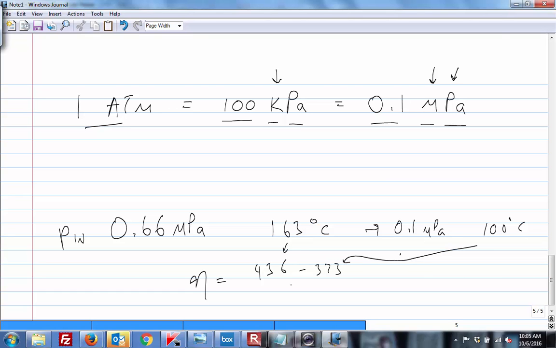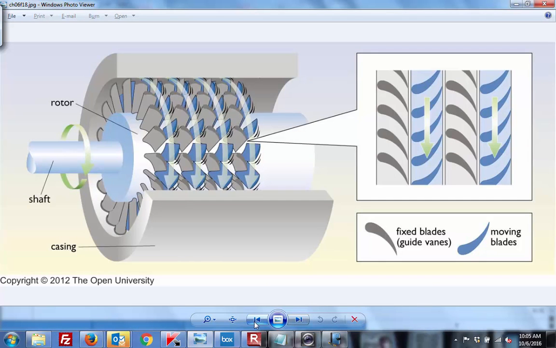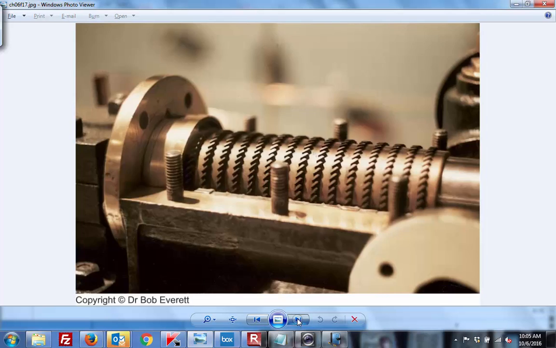That number divided by 436 yields an efficiency of about 14.5%. So that's in line with this figure we were looking at previously. It's kind of on the lower end, because the pressures are fairly modest, down below 1 megapascal.